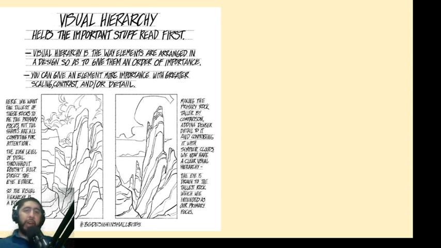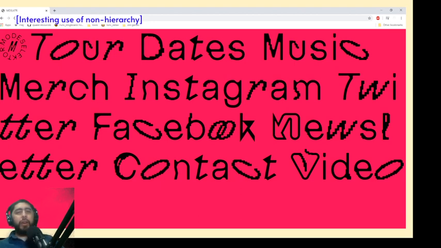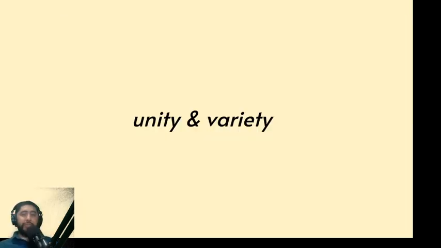Here's an example of visual hierarchy written in words, usually when it comes to comics and drawing. And this is an interesting use of non-hierarchy. So in websites, usually the website's name is big here. This is where you are. And then the options are smaller, and the less important ones are smaller. But this is an interesting website where there's no hierarchy. Everything's kind of the same. You can read it top to bottom, left to right, but everything has an equal amount of visual weight.